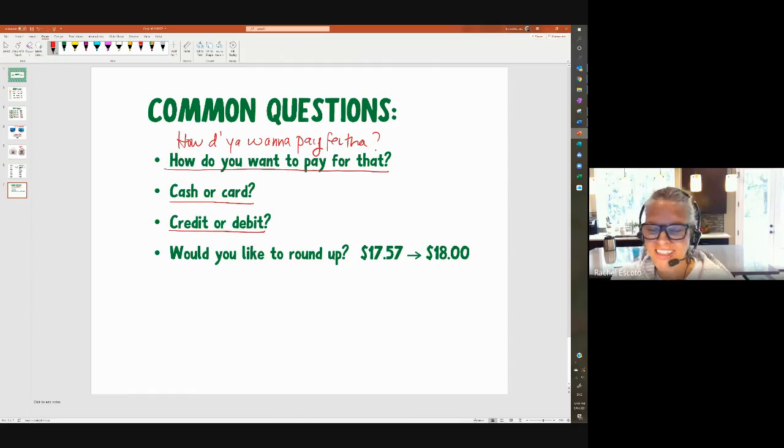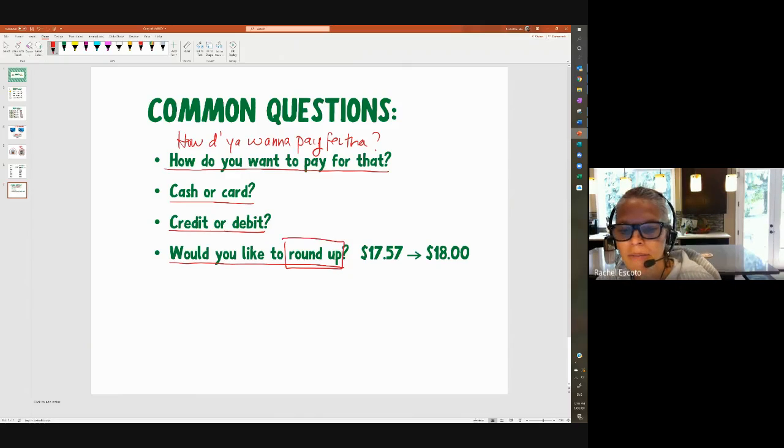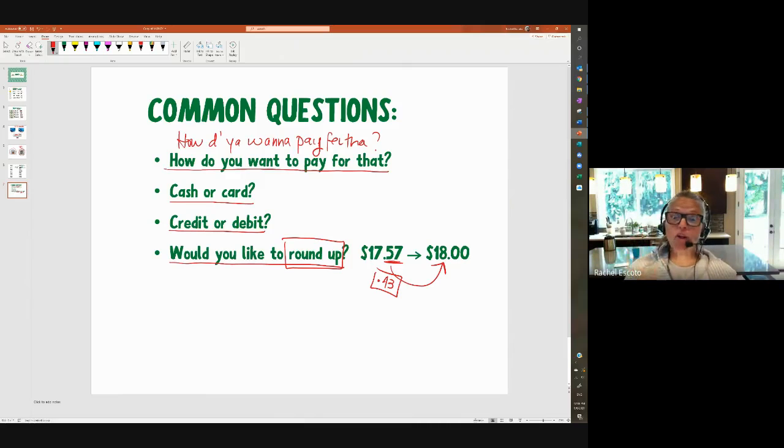And then the other question they ask at the grocery store all the time, would you like to round up? Would you like to round up to donate to the food bank? To Children's Hospital? To breast cancer awareness? Round up means when you have 57 cents, you round up to the next dollar. You would add 43 cents. That's called round up. And I don't normally do that because I donate other money.